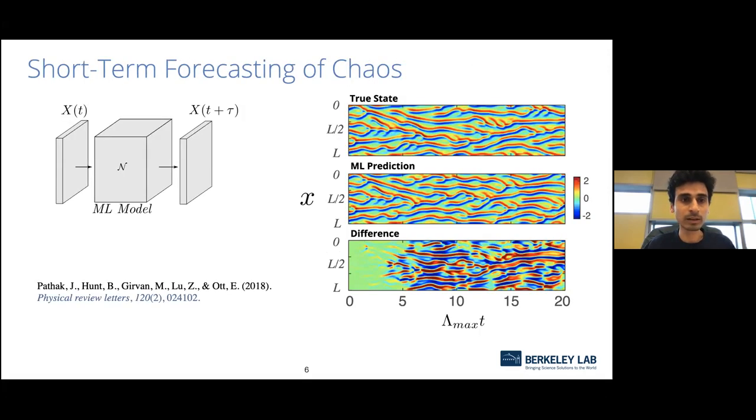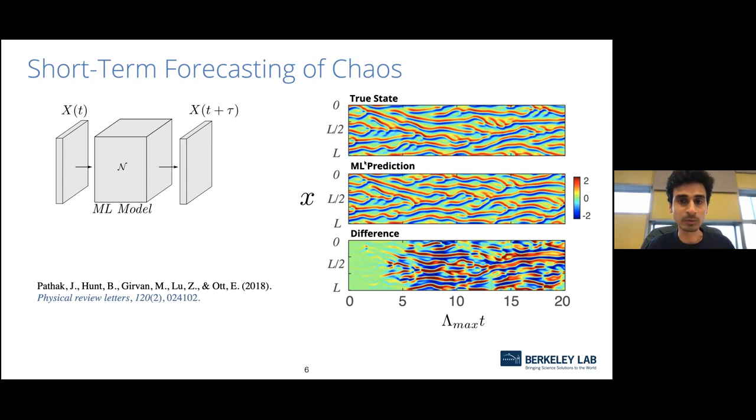In terms of short-term forecasting of chaotic dynamical systems, we showed a few years ago that you can use a recurrent machine learning model to forecast the state of a low-dimensional chaotic dynamical system. In this case, this is an example of the Kuramoto-Sivashinsky equations, which are a one-dimensional PDE that shows spatio-temporal chaos.